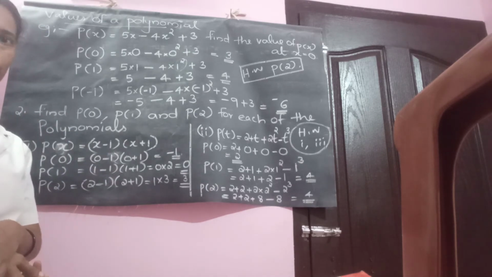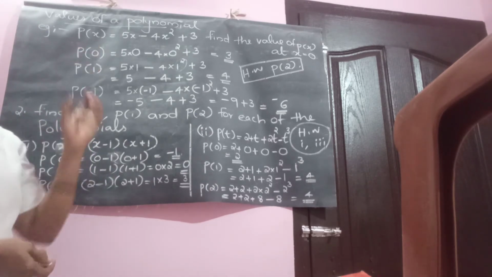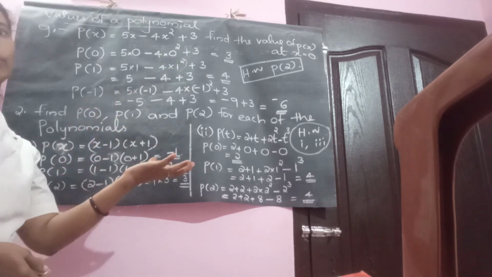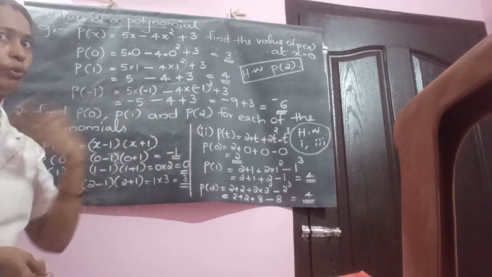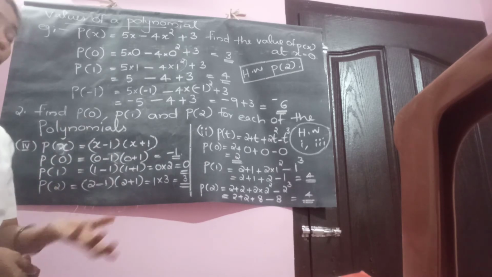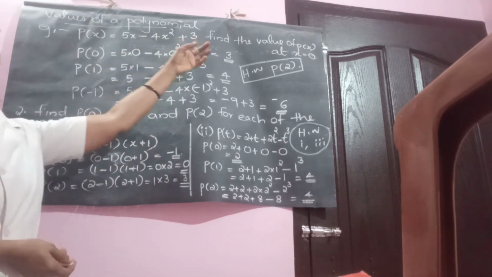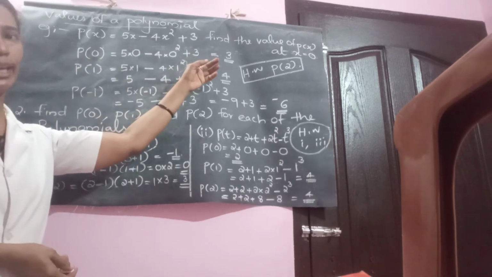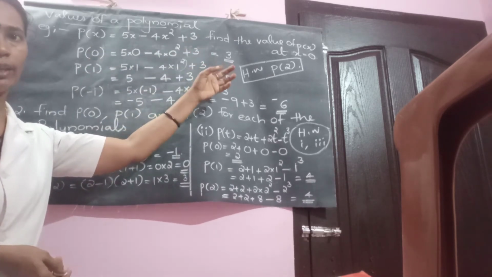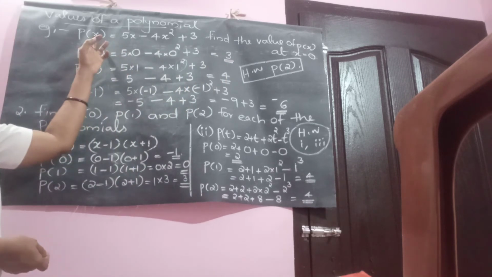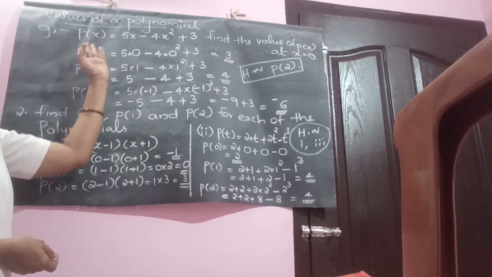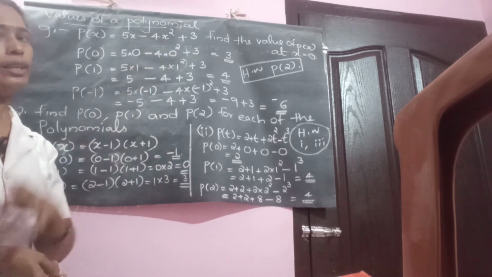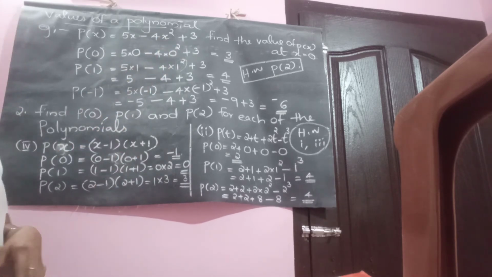So instead of x, if you substitute some values, then we will have an answer for the polynomial. That is called the value of the polynomial. When it is in x, we can't get a final answer, because we can't add. But when we substitute instead of x, when we give 0 or 1 or minus 1, we have a value of that polynomial. That is called the value of a polynomial.